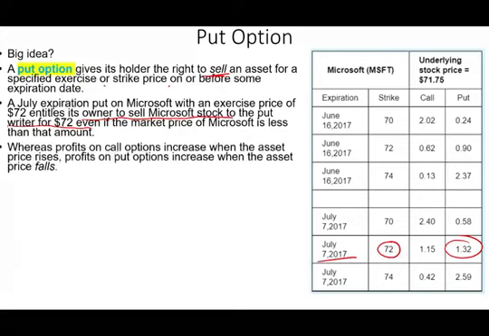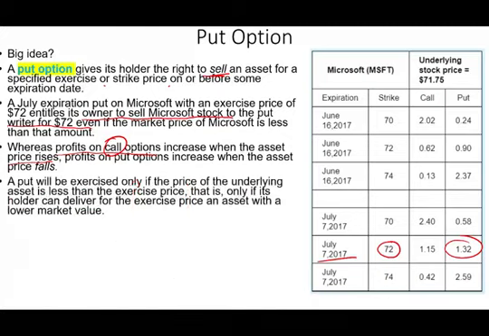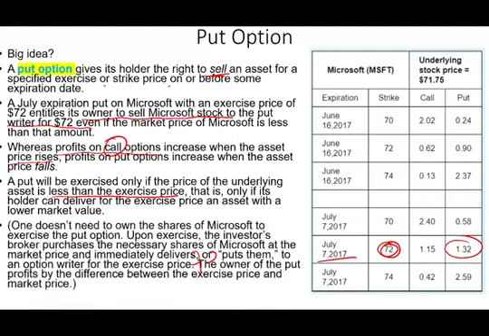Whereas the profit on a call option increases as the asset increases in price. So if you have a call option, you want the stock price to go up because you can buy it at a lower price. And with a put option, you want the stock price to go down. Why? Because if it goes down, you can still sell it at 72. A put will be exercised only if the price of the underlying asset is less than the exercise price. So if the price went down to 70, you tell them I can sell it to you for 72. Okay, that's below the exercise price.